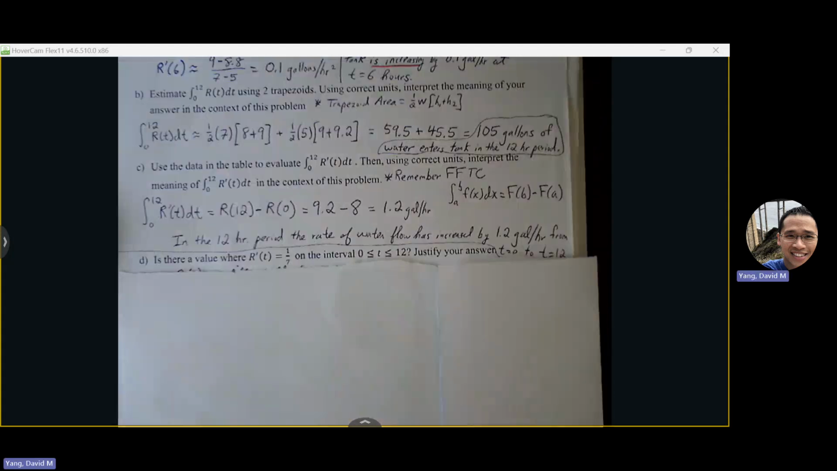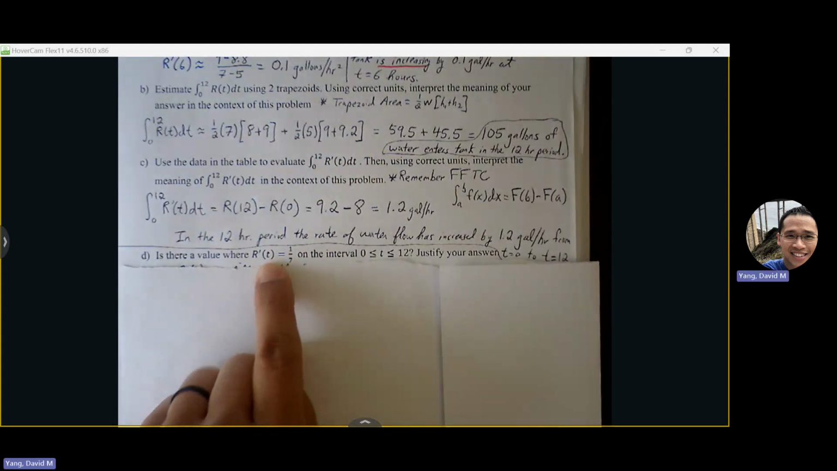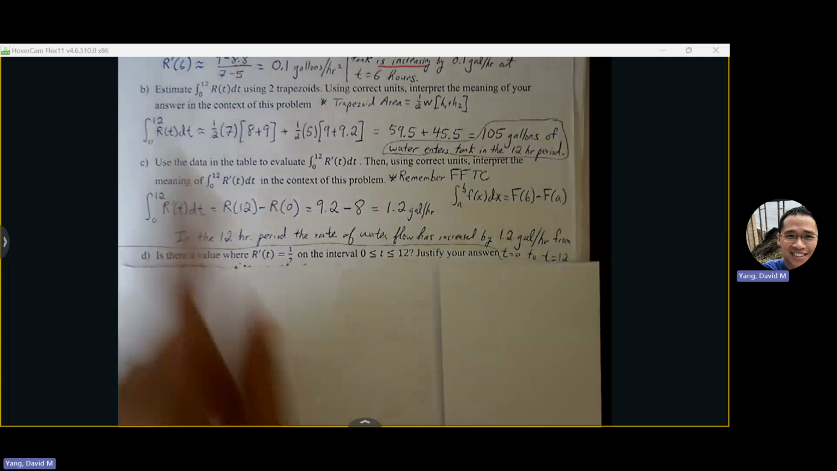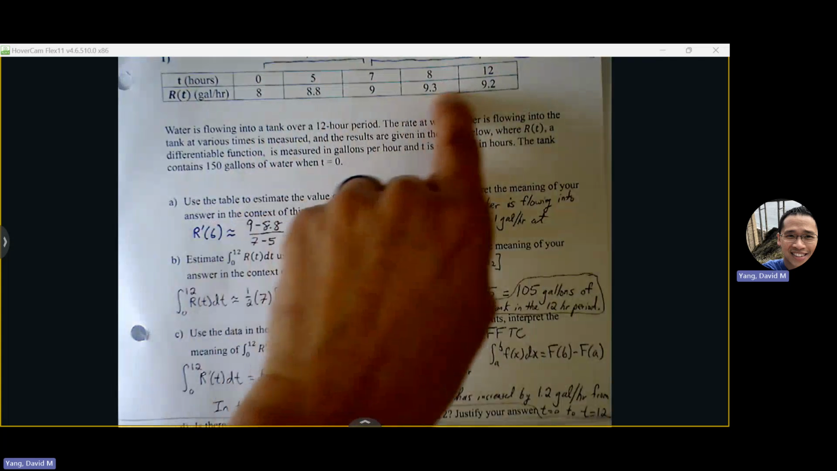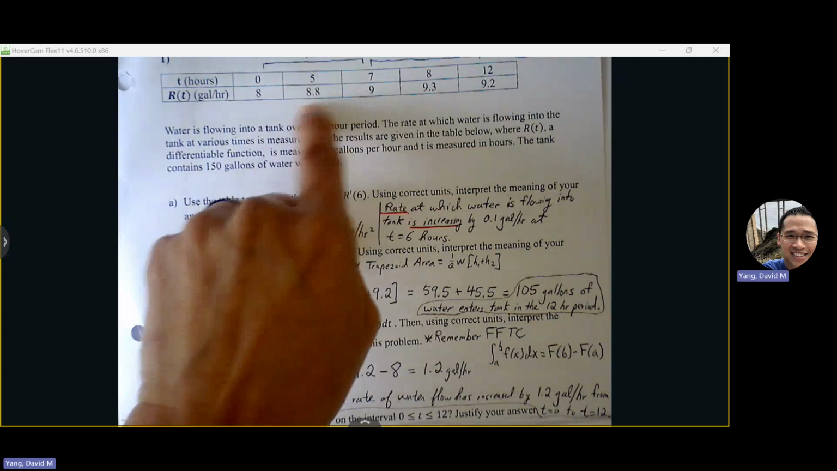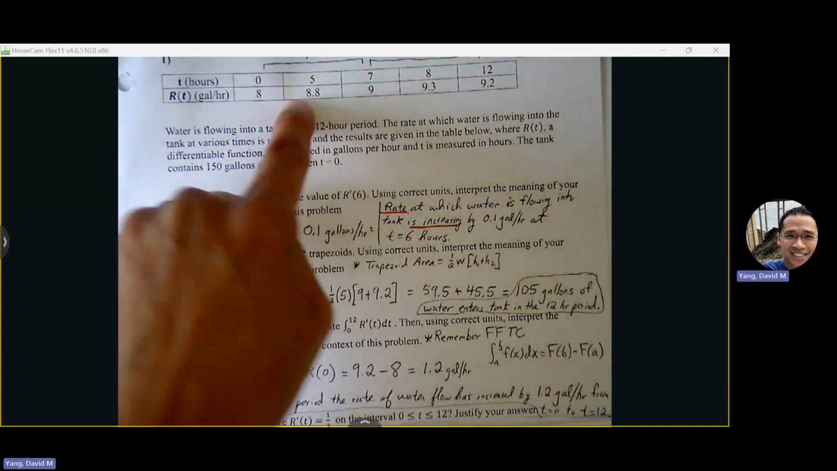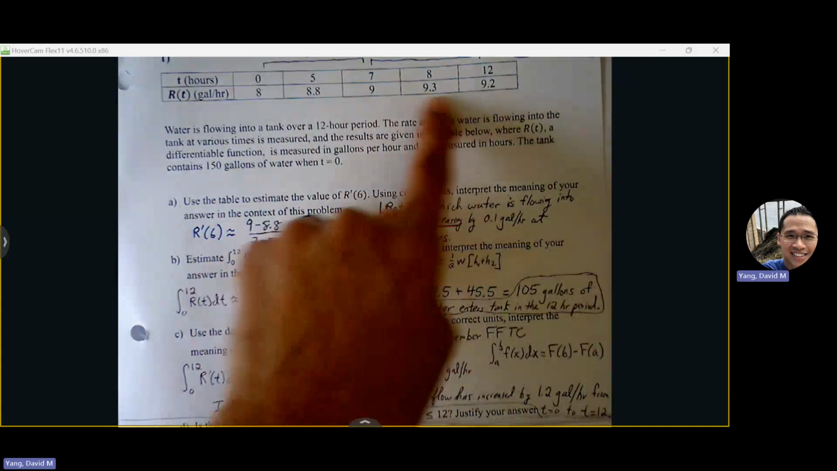Part D, is there a time or is there a value where R prime is equal to 1/7? Again, if they're asking for a specific value, there's two options here, and it's either IVT or mean value theorem. IVT is always the one that we prefer to try, but if you look, we don't have R prime to actually look for values, right? We don't have R prime to look at these values, and we can't say, oh, I don't see 1/7 here, so therefore that's not the case.